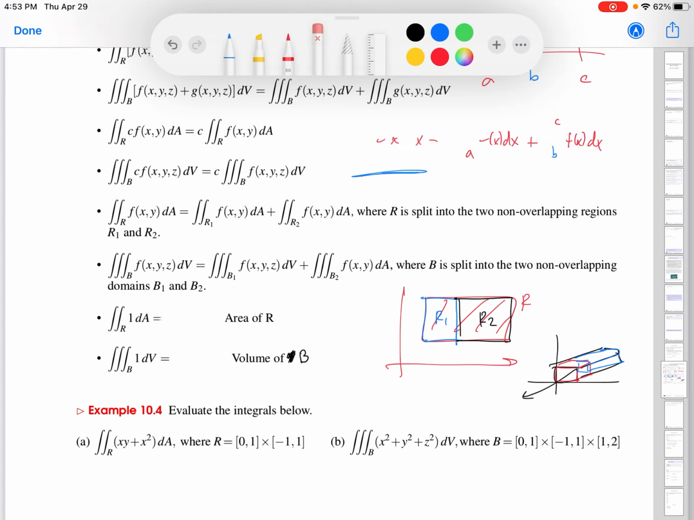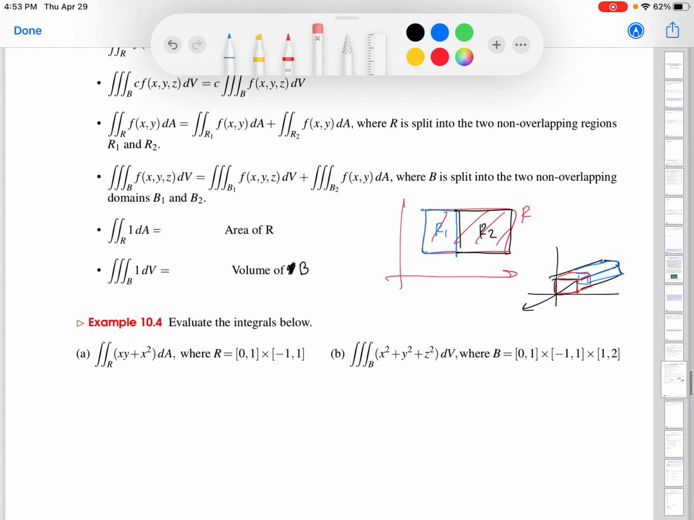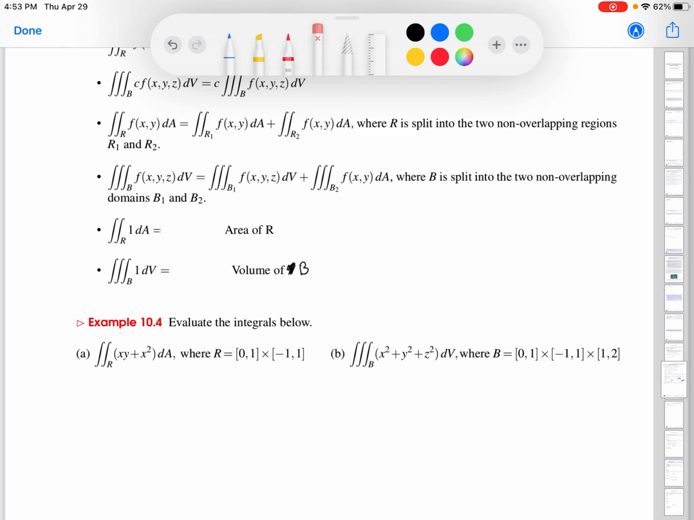Okay, so the last two properties are also ones that you know from single variable calculus, just expressed differently in this multivariable context. The first one says, if I find the double integral of 1 over a region R, I get the area of R. So this is certainly a property that generalizes. This is not just about property for R being a rectangular region.